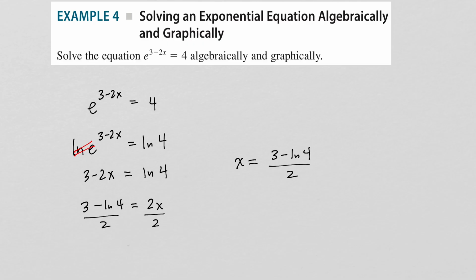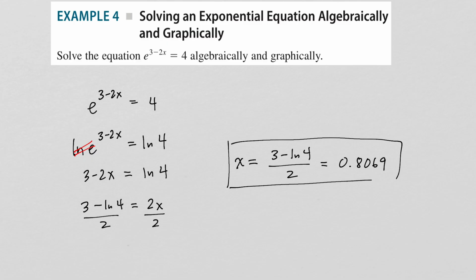And then we'll go ahead and plug this into a calculator just to get a decimal approximation. You should practice with your calculator as I do this, but I get 0.8069. That's the approximate answer for the solution to this equation. Now, how would we solve this graphically?